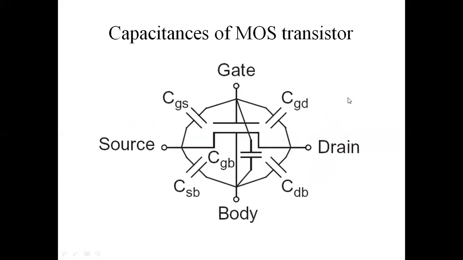This is the total capacitance model of the MOSFET. You know that there are four terminals, and in between those four terminals capacitances are present. The capacitance between the gate and source is CGS. The capacitance between the gate and drain is CGD. Between the drain and body is CDB, and between the source and body is CSB. And the gate and body capacitance is shown here, that is nothing but the CGB.